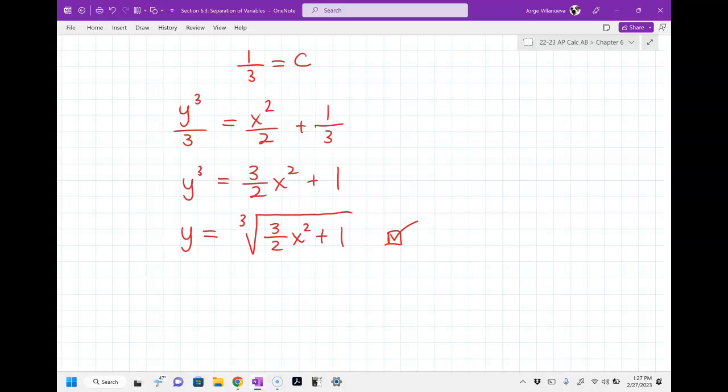So, any questions on this? This is a little bit more mechanical, right? So hopefully it's okay.